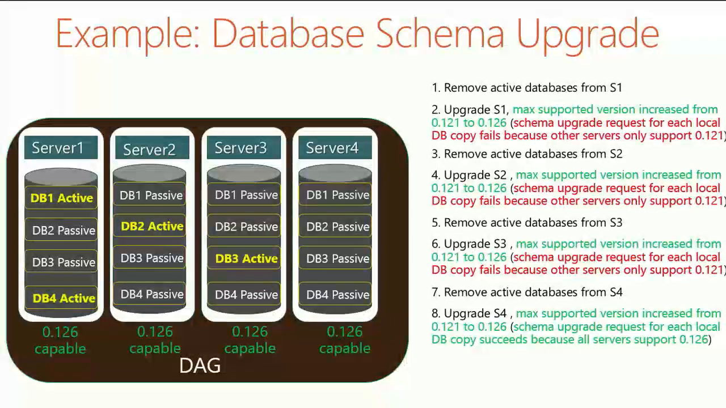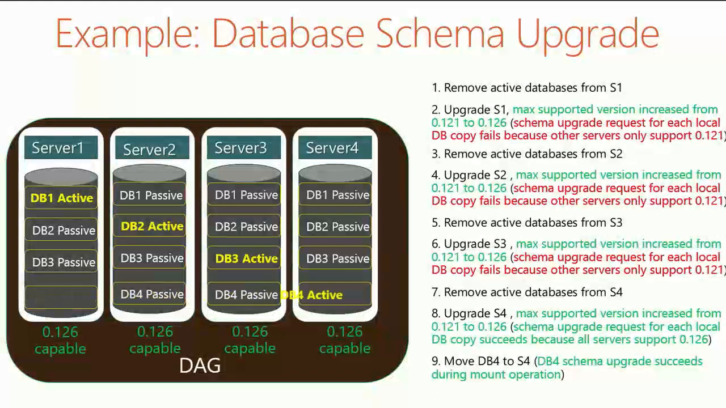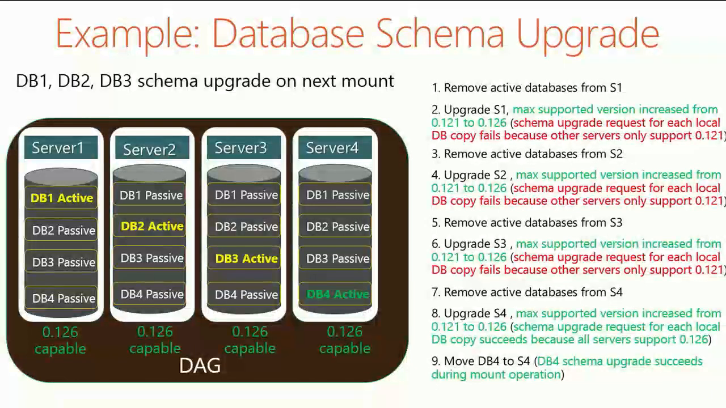And at the end of upgrade on the 4th server, when it requests the update of the schema version on the 4 copies that are local on that server, it succeeds because the cluster now knows that all servers have upgraded to a 126 capable version. And so it's now set the requested version on each of the databases that have copies on that server. That doesn't mean that their schema is upgraded yet. Database fails back to server 4, that's when it upgrades its schema.